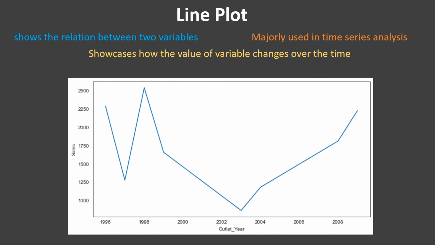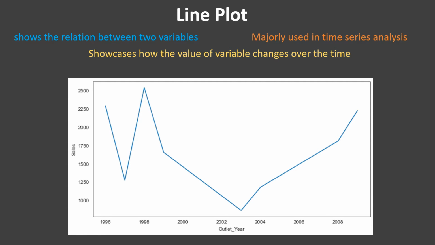For example, here if you see on the x-axis, that means at the lower side, we have plotted the year for an outlet, and over here at the y-axis we have plotted sales of that outlet. And now this line shows you how the sales of that particular mart changes over the time.